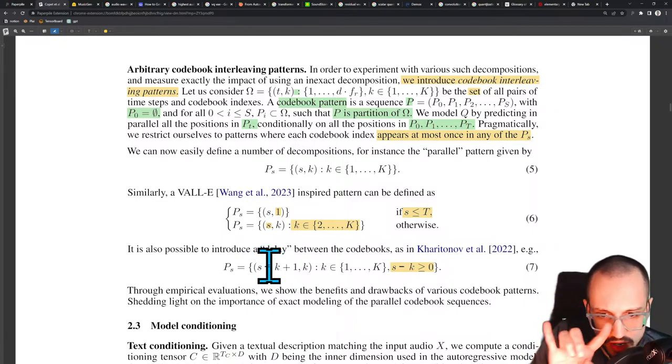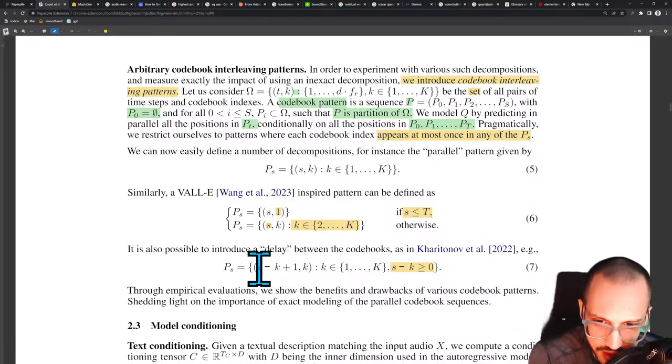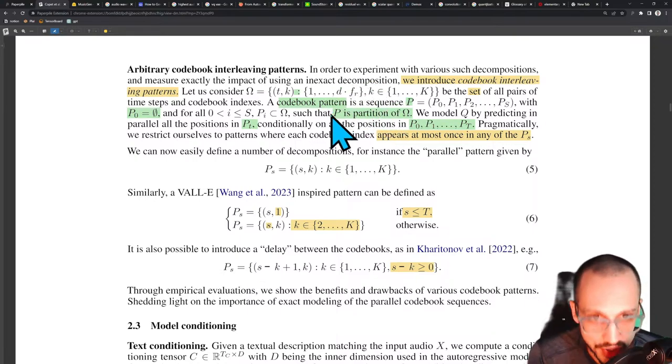Has basically an offset by 1 is what I'm reading here. So K plus 1, S minus K plus 1. So if S is 0 and K is 0, this is going to be 1. If S is 2 and K is 0, this is going to be 3. So there's this kind of weird offset with the sequence of these codebook patterns, aka partitions. Or no, a pattern is a sequence of partitions. So it's like a sequence of subsets of alien dictionaries.